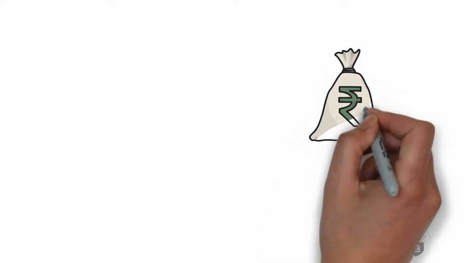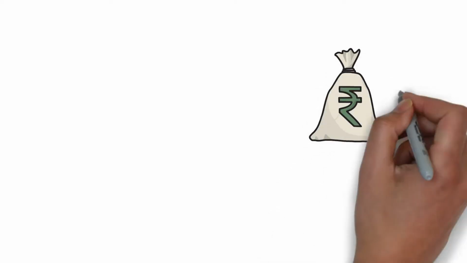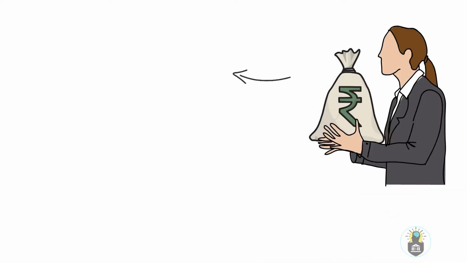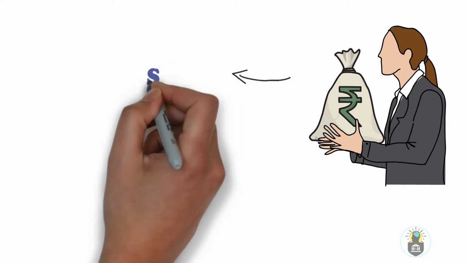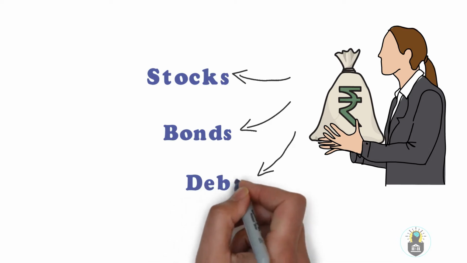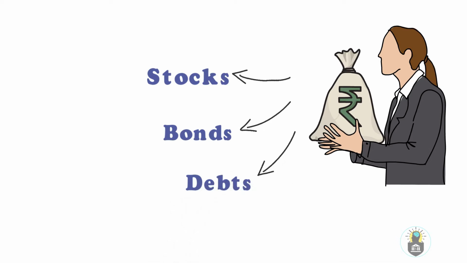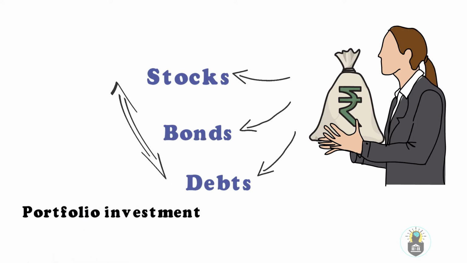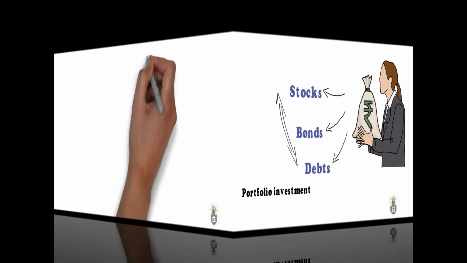In mutual funds, the pooled-in money collected from all the investors is invested in different types of assets. They can be invested in stocks, bonds, and debts. As the pooled-in money is invested in more than one type of asset, such as stocks, bonds, and debts, mutual fund investment is usually called a portfolio investment.